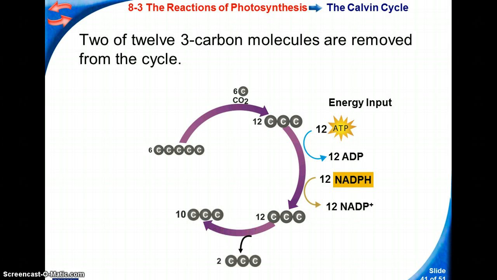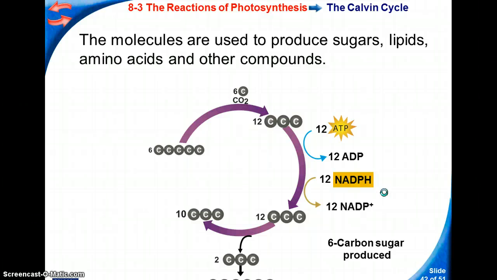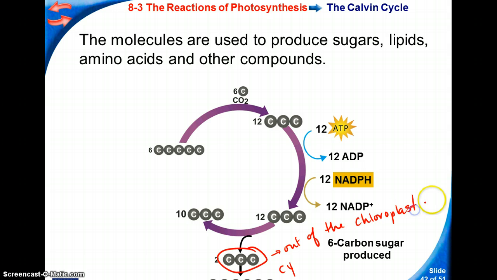So the next step is with the help of a protein. You have one of those 3-carbon sugars leaving into the cytoplasm. So it goes out of the chloroplast and into the cytoplasm of the cell. And that's where there are going to be other proteins that are going to wait for the second one. The other 3-carbon sugar stays in the stroma, okay?